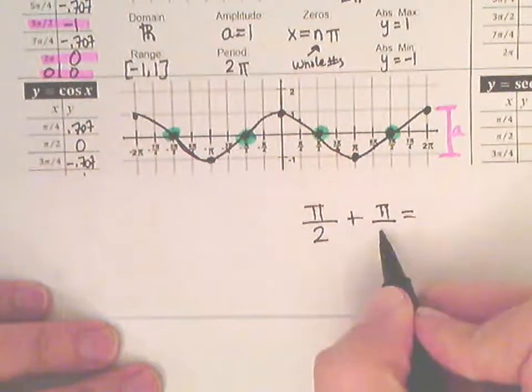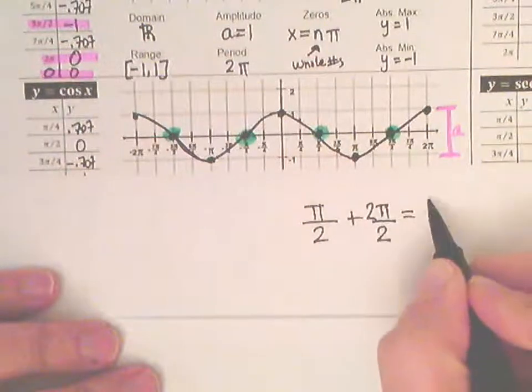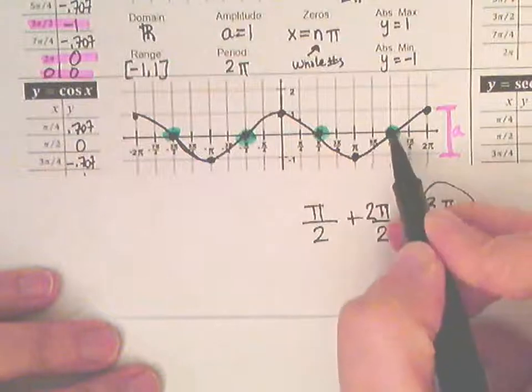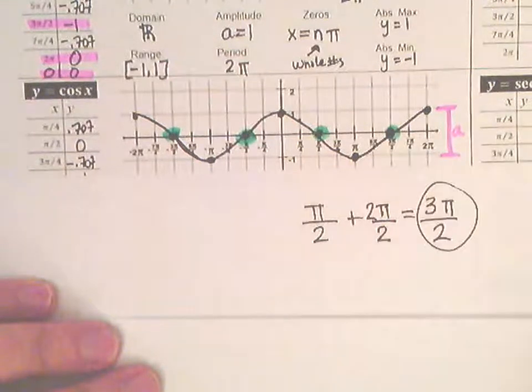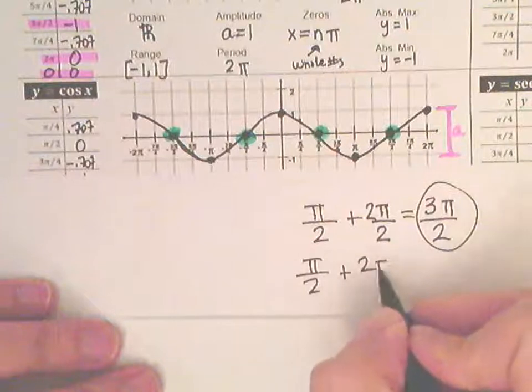So let's get a common denominator of 2. And because I multiplied the bottom by 2, of course I got to do that to the top. So when you add these, what do you end up with? 3 pi over 2. And of course, we have our 0 at 3 pi over 2. And this will work for pi over 2 plus 2 pi.